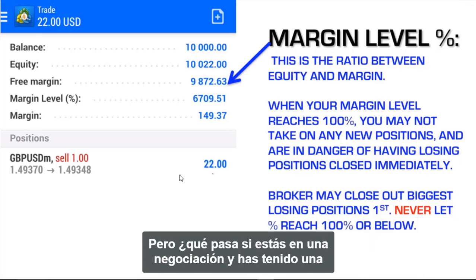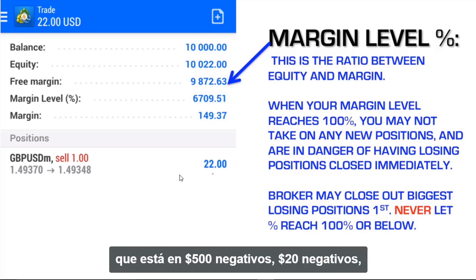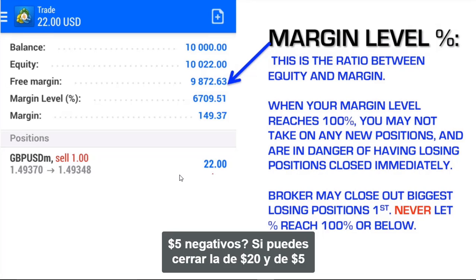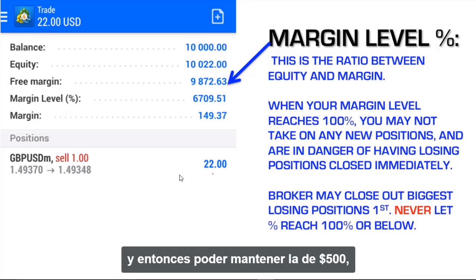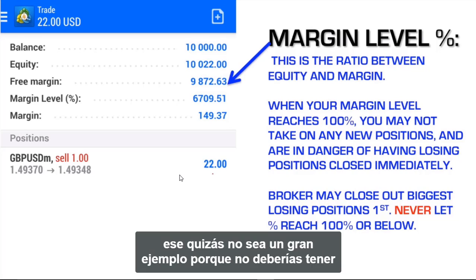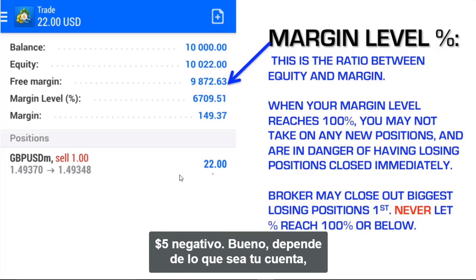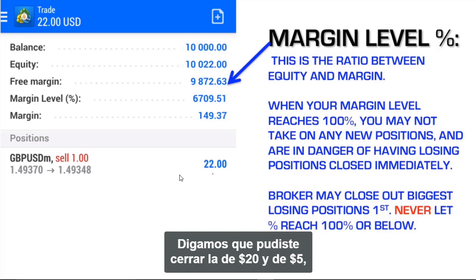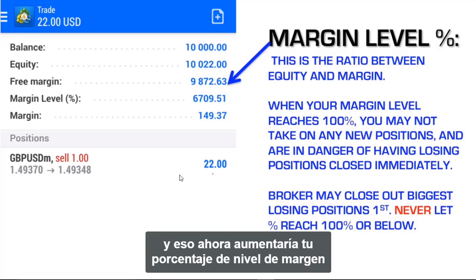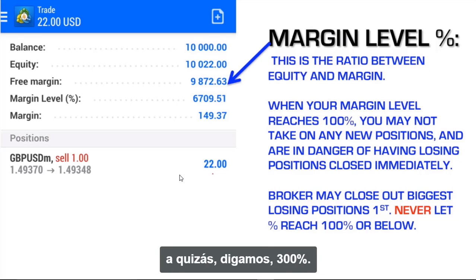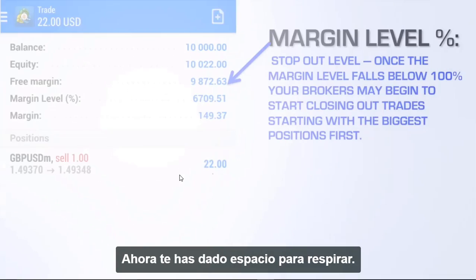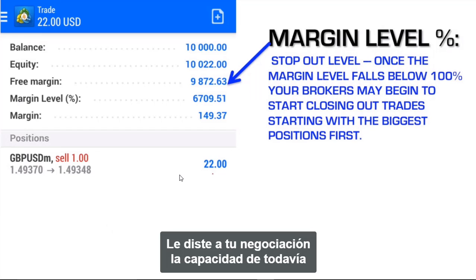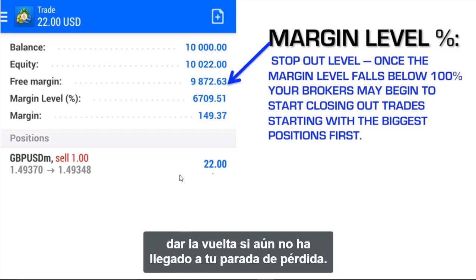Right now, things are going good, but what happens if you're in a trade and you've got a trade that's negative $500, negative $20, negative $5. If you can close the $20 and the $5 one, and then still be able to keep the 500. That's probably not a great example because you shouldn't be negative 5. Well, it depends on what your account is, but anyhow, I'll keep on with this example. Let's say you were able to close the 20 and the 5 out, and that would now increase your margin level percent to, maybe let's say 300%. Now you've just given yourself room to breathe. You've just given your trade the ability to still turn around if it hasn't already hit your stop loss.